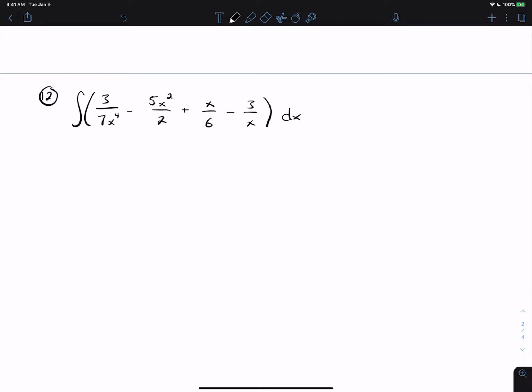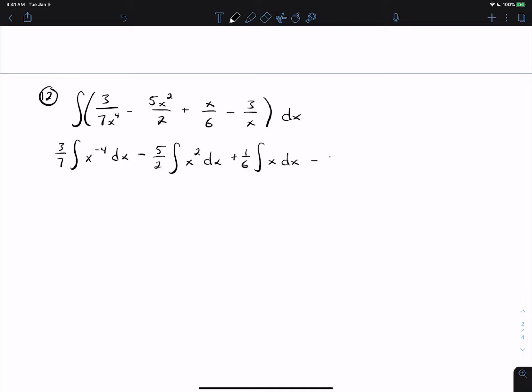Okay, so we're going to split this into 4 separate problems, and we're going to pull the constant multiples out. So in the first problem, we're going to pull 3 over 7 out. That leaves 1 over x to the 4th inside, which we're going to rewrite as x to the negative 4 because it's not a negative 1 exponent. On the second part, we're going to pull the negative 5 halves out. That leaves x to the positive 2 inside because the x is on the top. On the third problem, we pull 1/6 out, and then we get x to the first, or just x, inside.